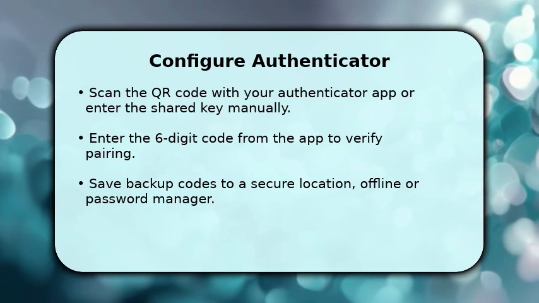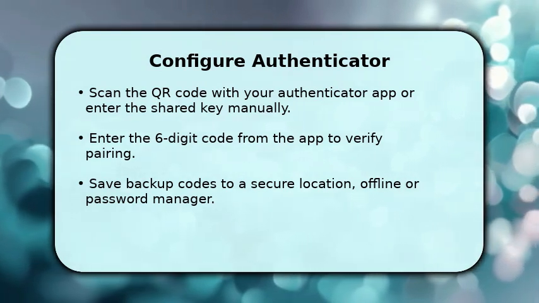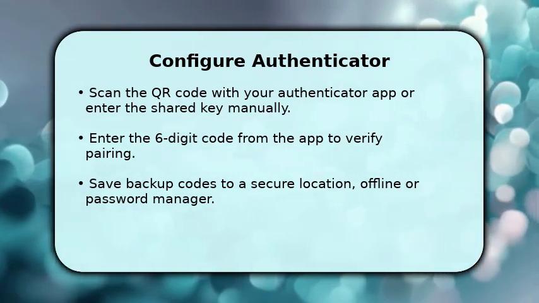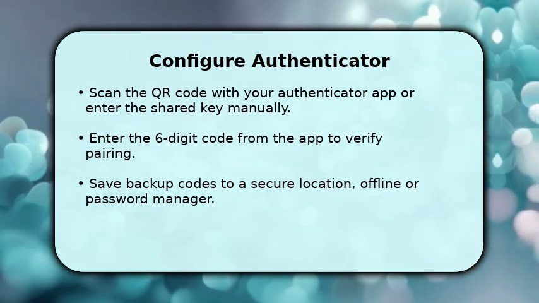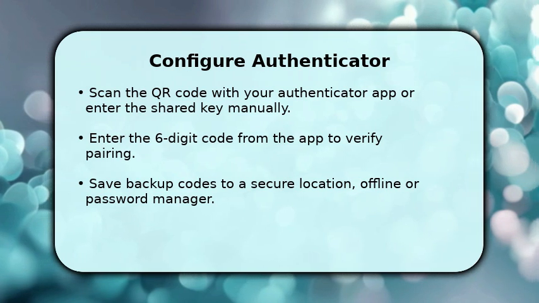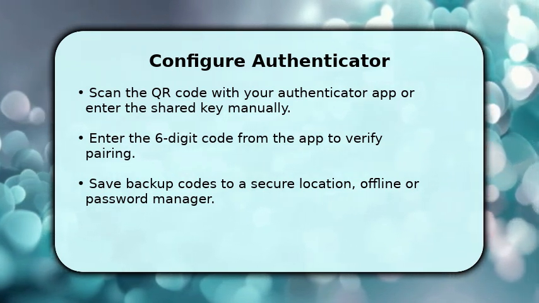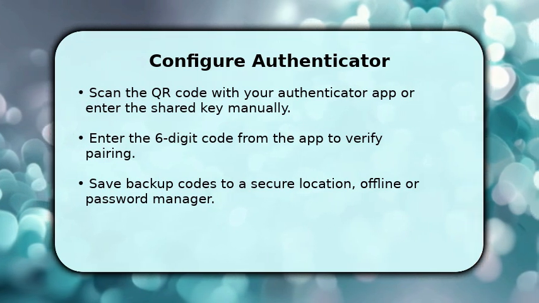Once the QR code appears, open your Authenticator app and scan it. If scanning fails, type the shared key manually into the app. After your app displays a 6-digit code, enter that code back in Sproutgigs to verify the pairing. This confirms the server and your device are synchronized.